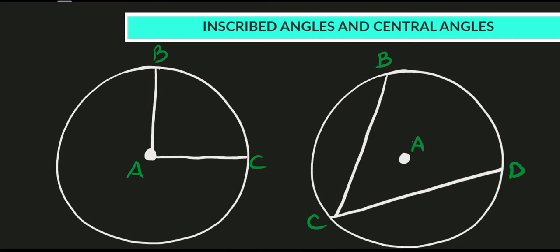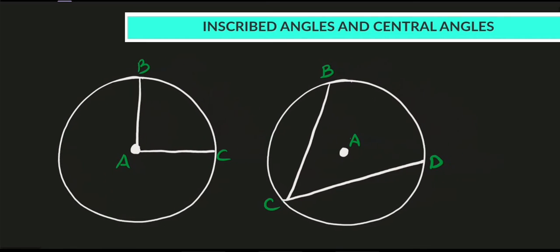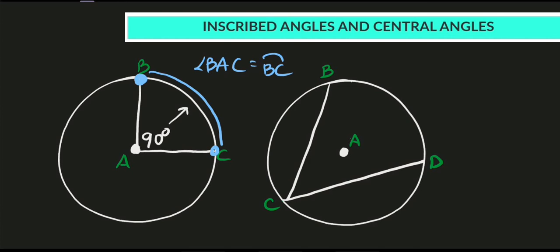So for this given figure, we have this angle BAC. Automatically that is equal to its intercepted arc. The endpoints of BAC are at point B and point C, so this intercepted arc BC is equal to its central angle. For example, if angle BAC is equal to 90 degrees, automatically its intercepted arc is equal to 90 degrees.